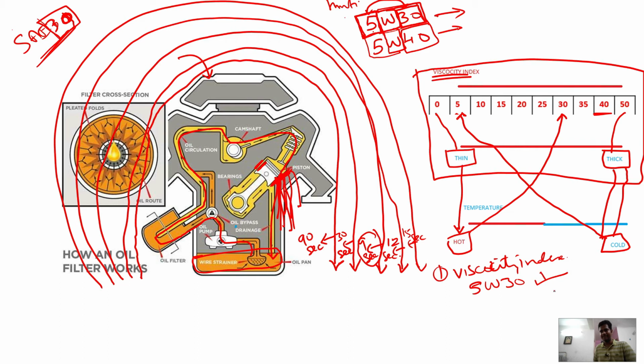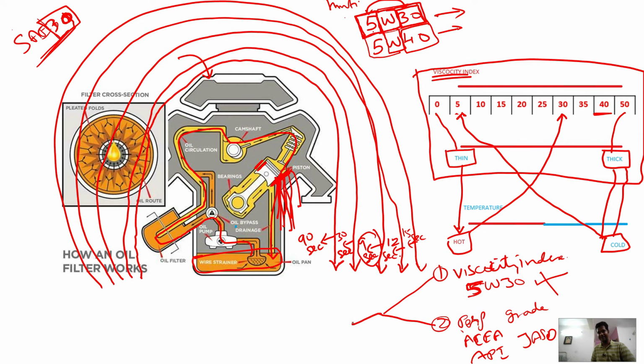My answer would be no, because this 5W30 alone is not enough to choose the right engine oil for a car. We have something called performance grade, and these are specified by ACEA rating, API, JASO, and so many others. So whenever we buy an engine oil, it should satisfy both these parameters. Any engine oil that satisfies both these parameters would be the right engine oil for a car.